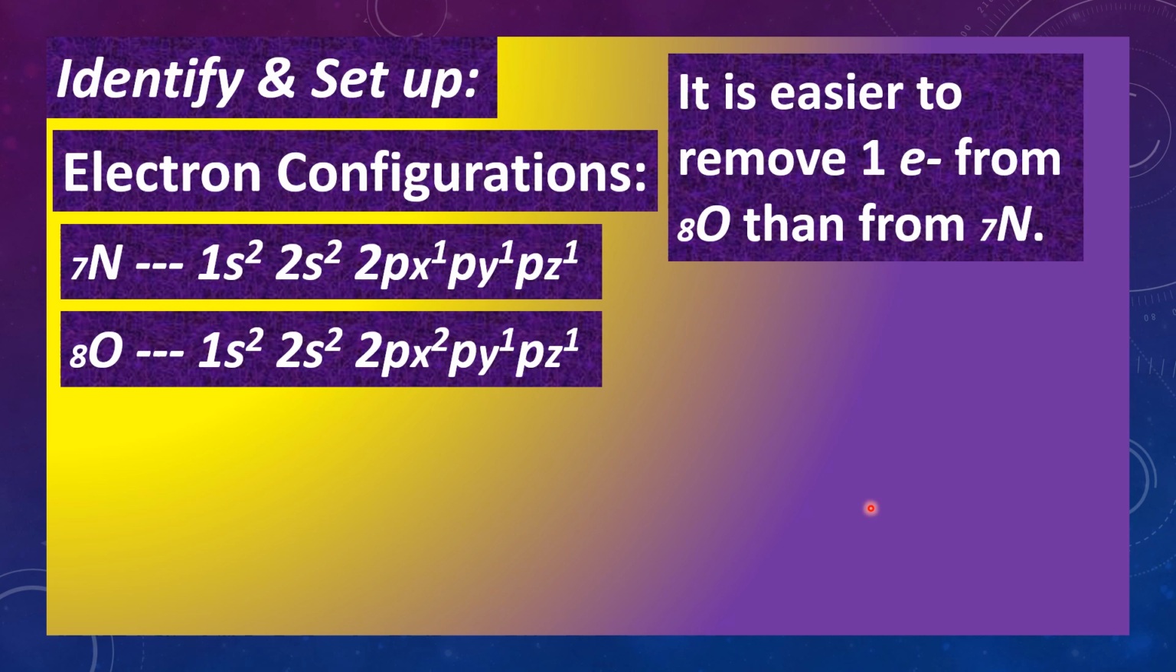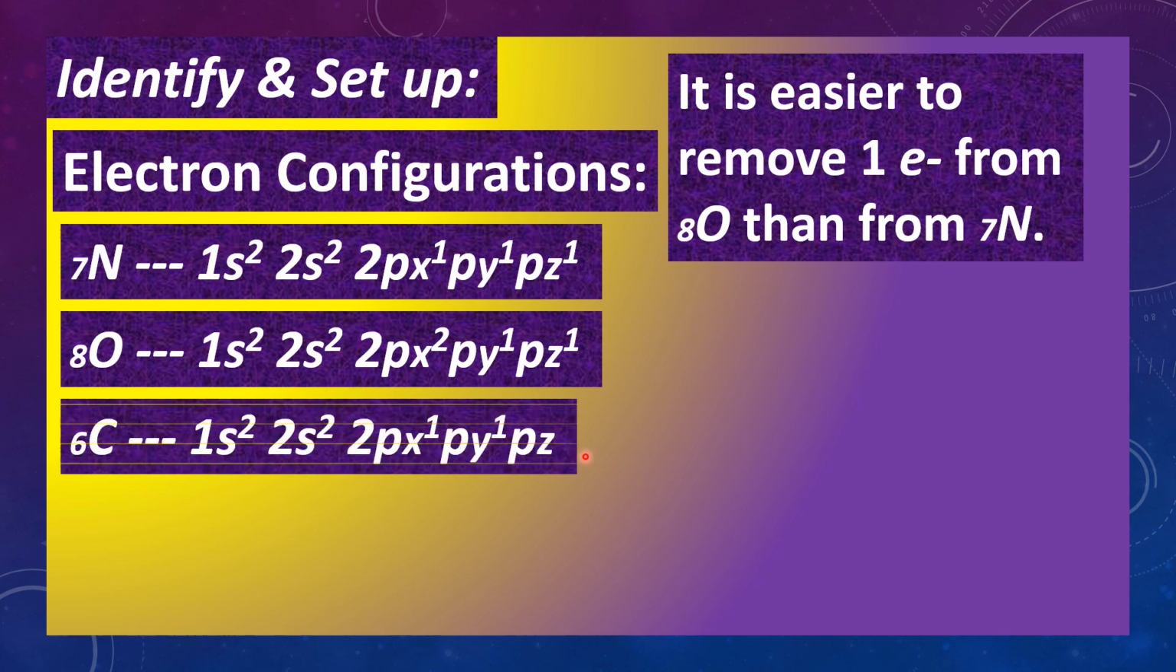We say that it is easier to remove one electron from oxygen than to remove an electron from nitrogen because of the remaining half-filled set of p orbitals in oxygen.